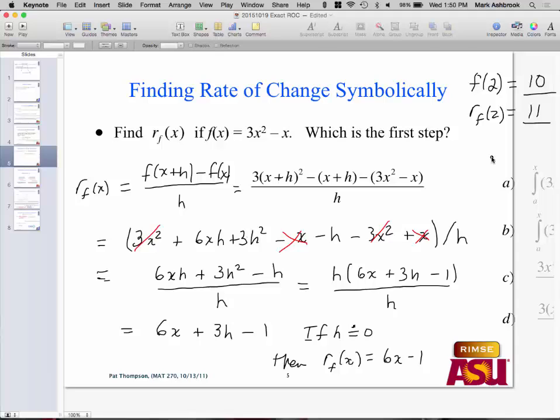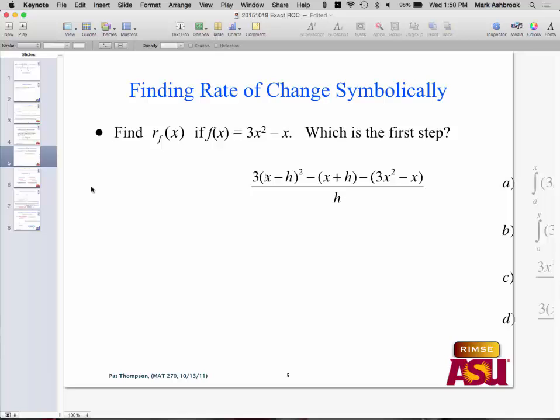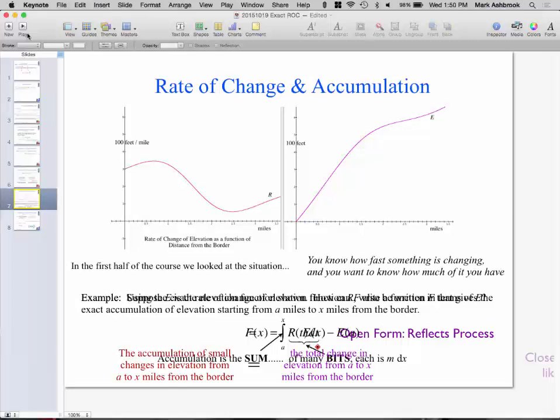Okay. So we've got lots of ideas flying around here. I want to look at some big picture stuff now. Okay? Look at some big picture stuff. So rate of change and accumulation.